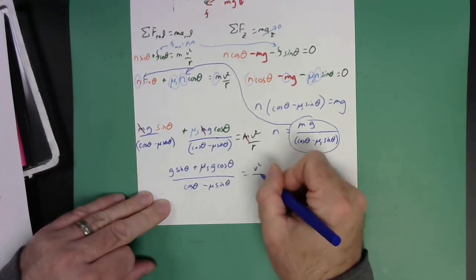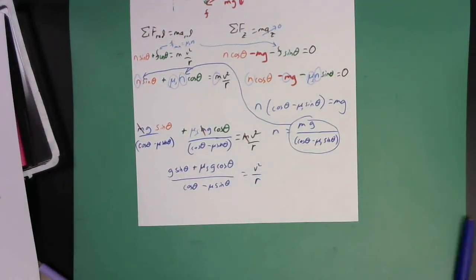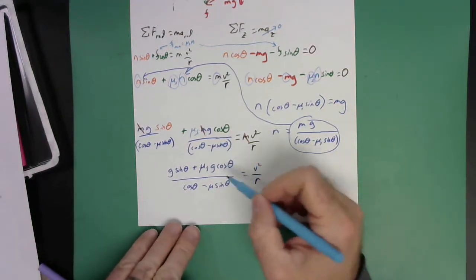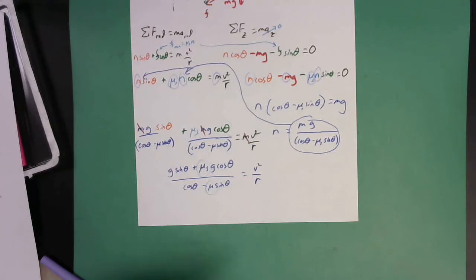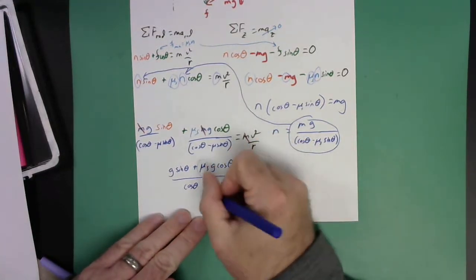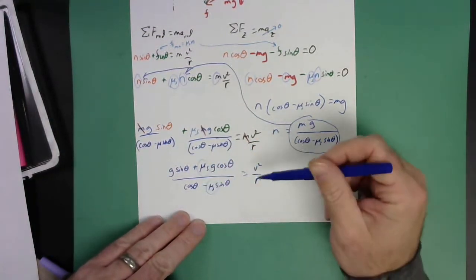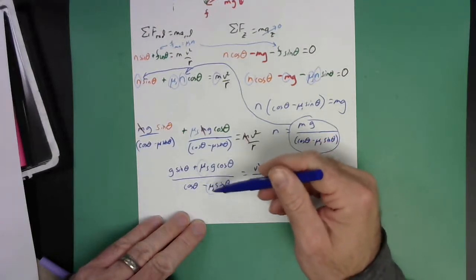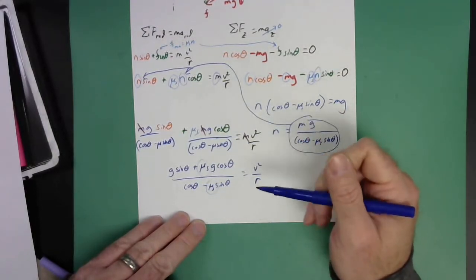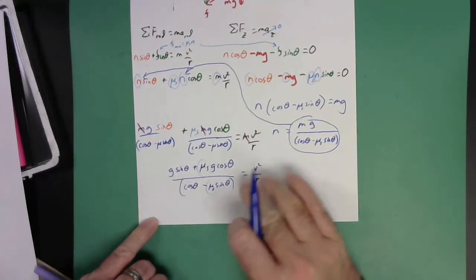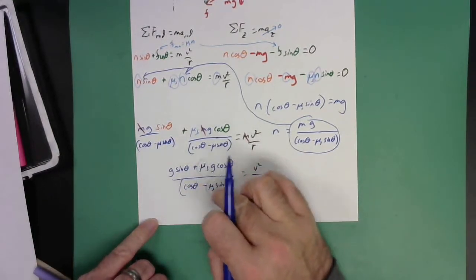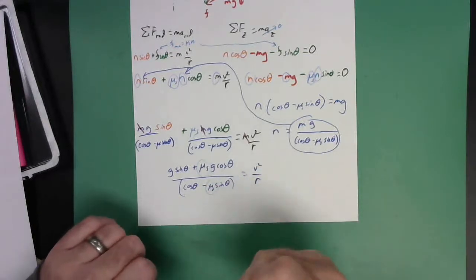Equals v squared over r. At this point, I know the value of everything in this equation except mu, which pops up twice there. I lost my little subscript s. Anyway, I just need to rearrange. I need to get that mu by itself. So I'm going to take this denominator, multiply both sides by it, bring that over here, and then I can combine like terms.